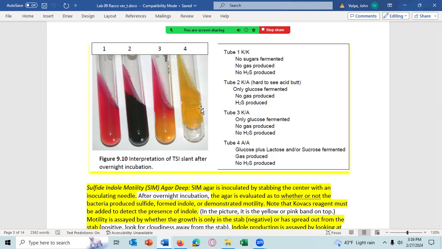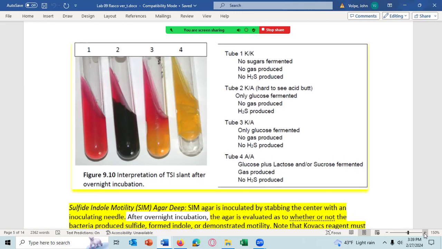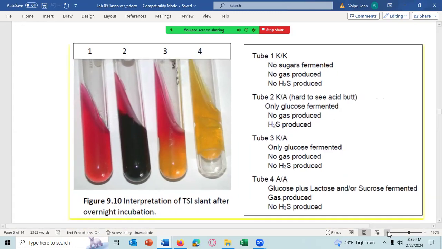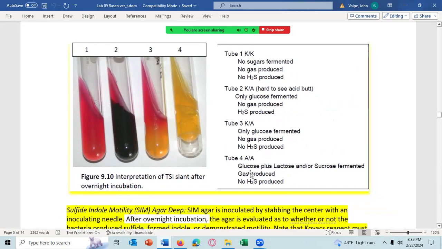In tube 4, we also have cracking of media right there. You can blow that up to look at that better. Cracking of the media right there, and a small bubble right there, and then a huge bubble right there. So we have gas being produced in tube 4. So gas produced, no hydrogen sulfide being produced, and glucose plus lactose and or sucrose being fermented, and it's A, acid in the slant and acid in the butt.